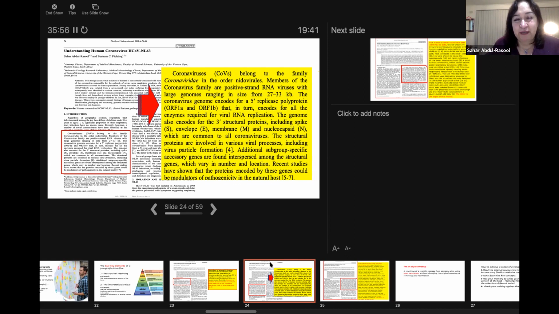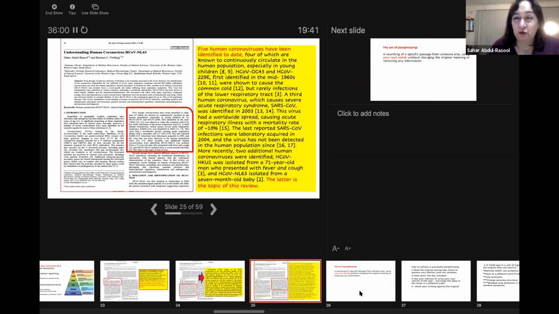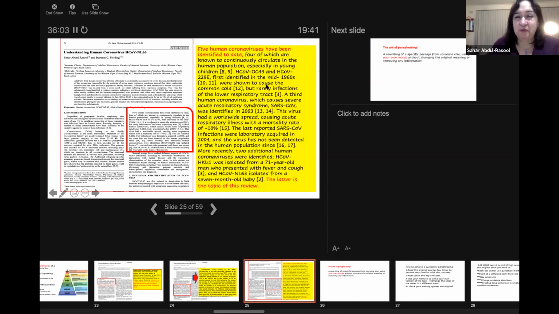Okay, then we move to the next paragraph. The next paragraph will talk about something else. It will talk about the members of that coronavirus family, and the whole paragraph will talk about the members. So we start with the opening sentence. The opening sentence in every paragraph is the title of the paragraph. 5 human coronaviruses have been identified to date. So the person who is going to read knows that we are going to talk about the 5 types of coronaviruses.